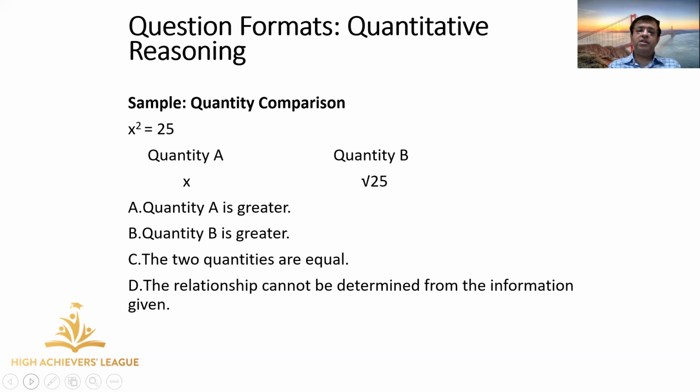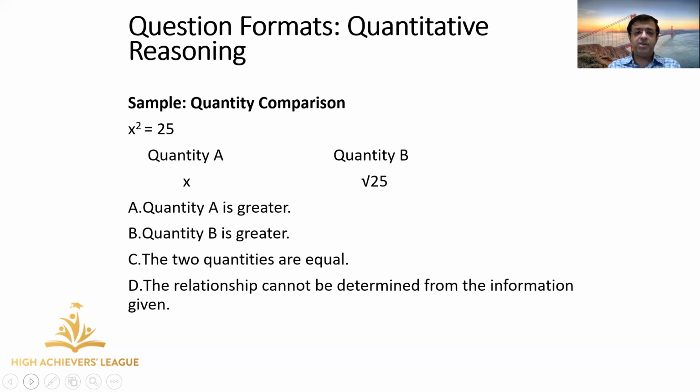And the trick in quantity B is that there's a mathematical rule. Whenever you see a quantity under the radical sign, always take the positive. So the answer for quantity B, the square root of 25, will be plus 5. And for quantity A, we have already determined it's plus or minus 5.